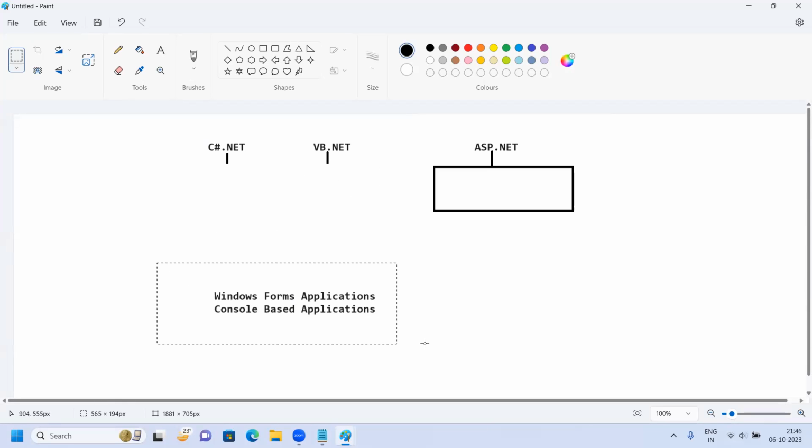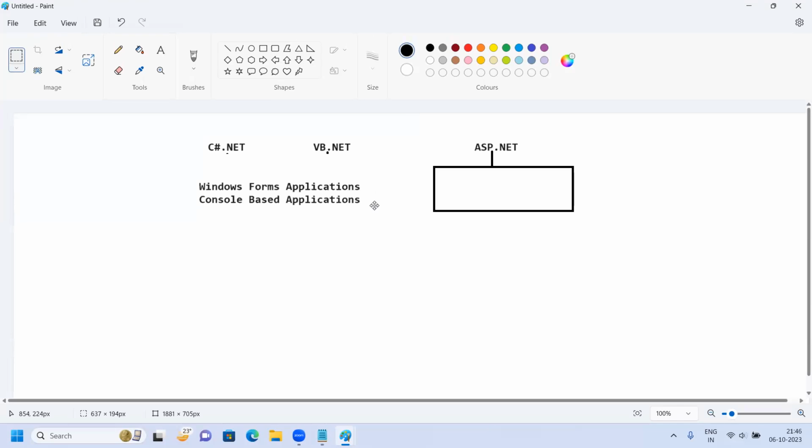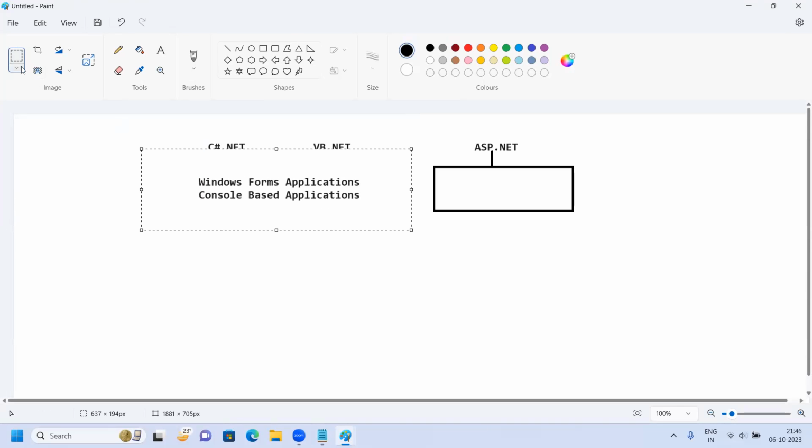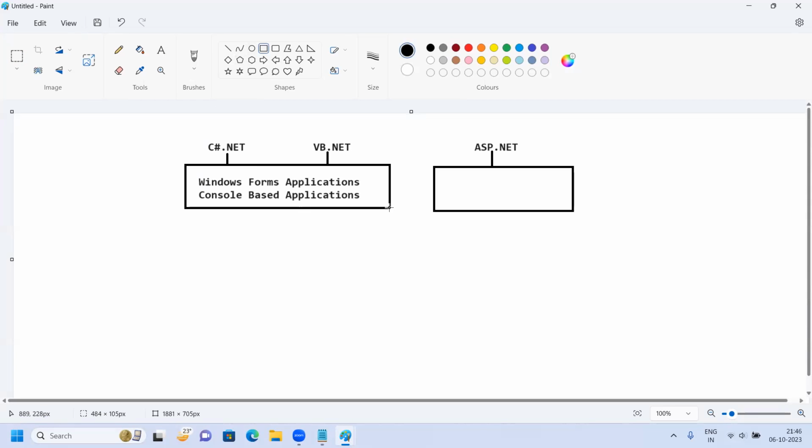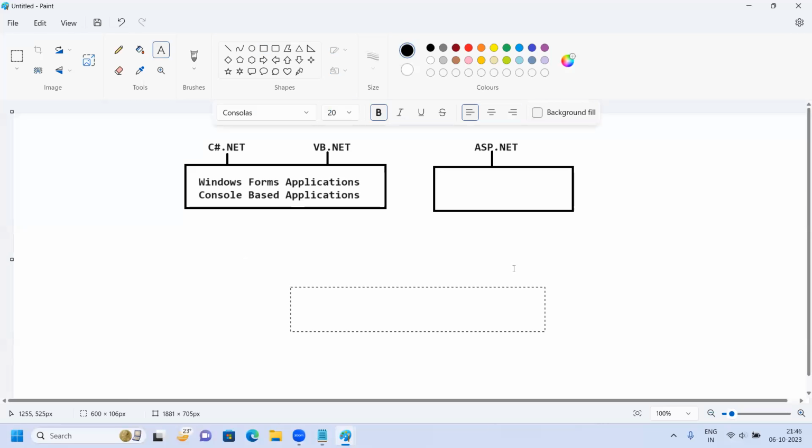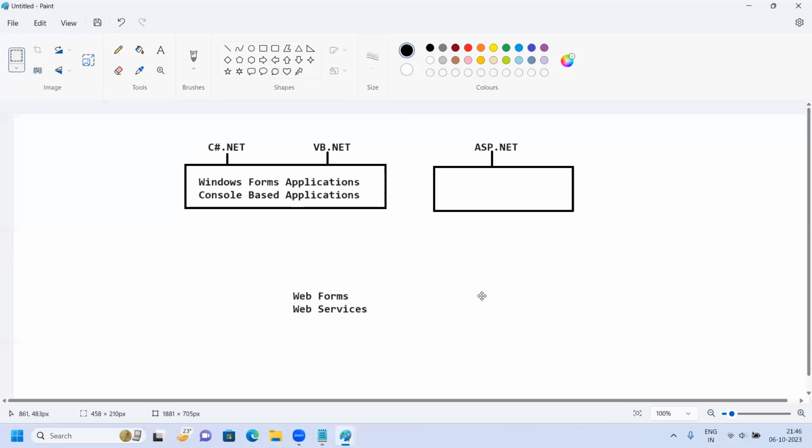I'll keep them and draw the box. What about ASP.NET application? What application do you do? Yes, we call web forms. One more we have, web services. Two types. ASP.NET. It means they have their own way of development of application.